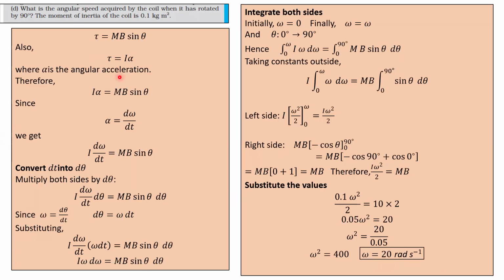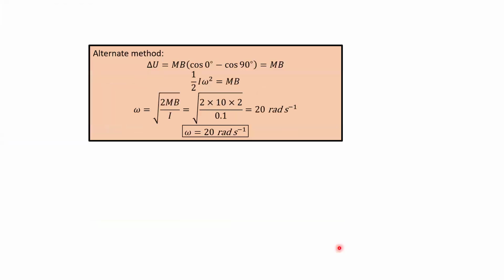Now, is there any shortcut for this? Instead of doing all this, shall we go for the shortcut method? Yes, that is, see, change in the potential energy. mb cos theta 1 minus cos theta 2, right? Cos theta 1 initially 0, finally 90. So you are getting mb. That is equal to kinetic energy.